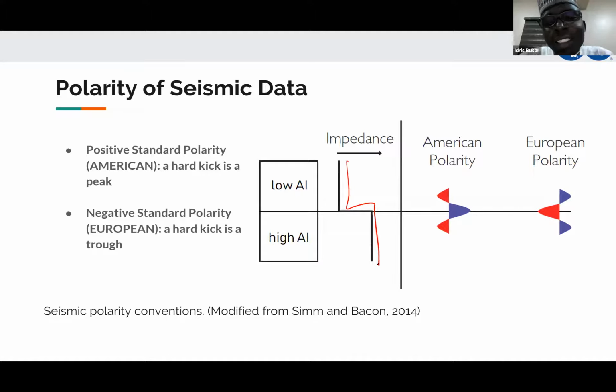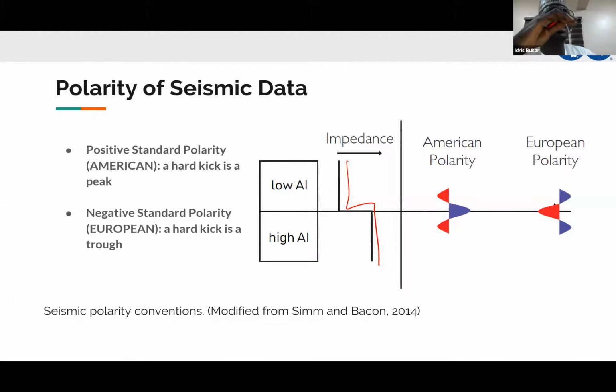In the American polarity system, it is a peak on the signal. It is registered as a positive number on the tape in the field, on the seismic record. In the European system, which does not make a lot of sense to me in terms of this particular example, it is registered as a trough. A hard event should be positive, but somehow it is reverse. It is the exact opposite of the American polarity.